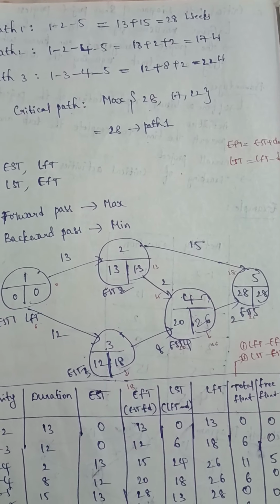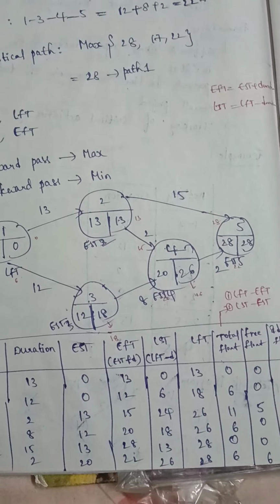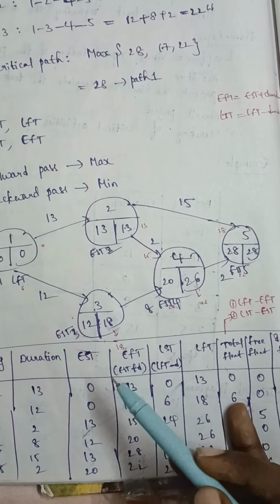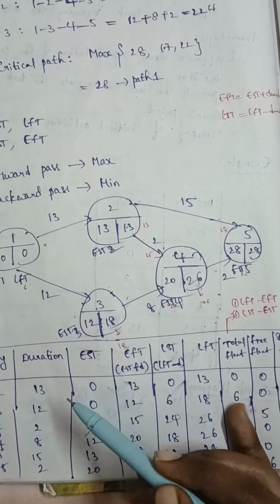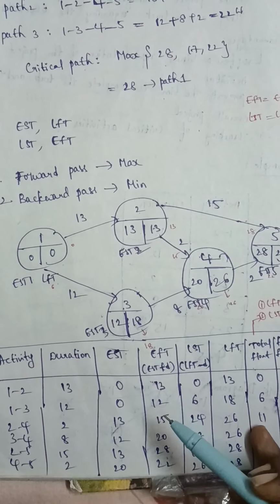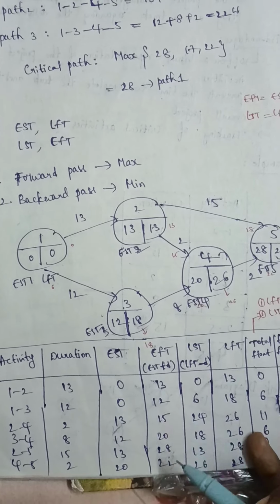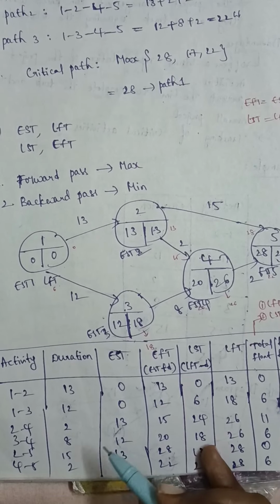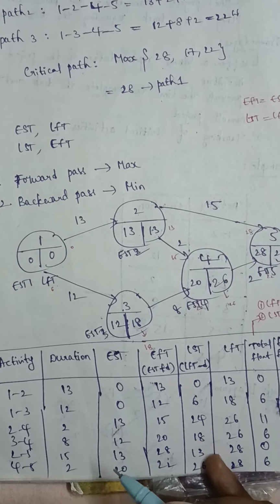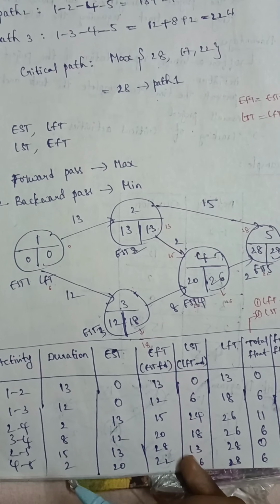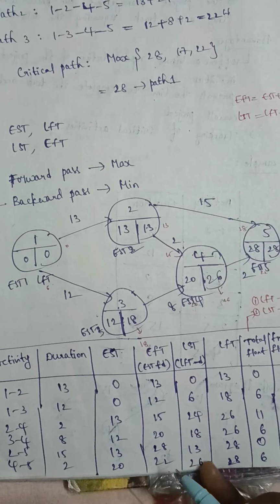Then we have to find the EFT and LST. To find that, for EFT we take the EST plus duration. EST plus duration means 0 plus 13, we get 13 for activity 1 to 2, and for activity 1 to 3, 0 plus 12 is 12, and for 2 to 4, 13 plus 2 is 15, and for activity 3 to 4, 12 plus 8 is 20, for activity 2 to 5, 13 plus 15 is 28, for activity 4 to 5, 2 plus 20 is 22.